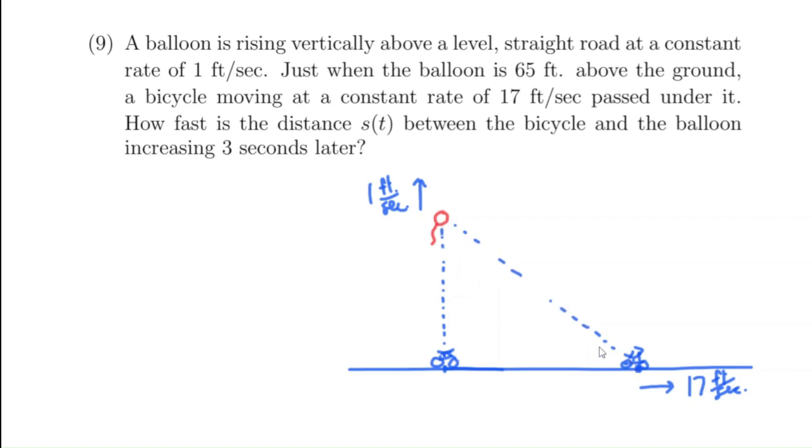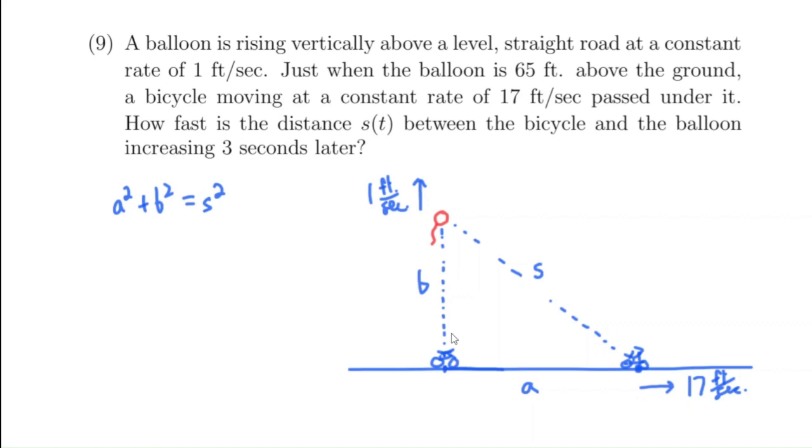How fast will that distance be increasing at that moment? So they're calling this S, or S of t, this distance. And notice we do have a right triangle here. So we're going to use the Pythagorean theorem again. We'll call this distance A, we'll call this distance B, and what we're going to get is A squared plus B squared equals S squared. So that's our equation.